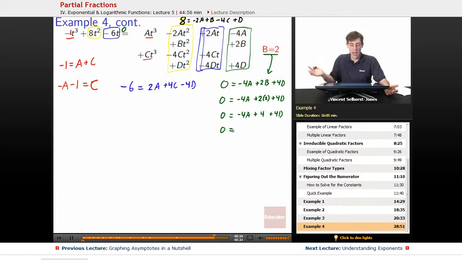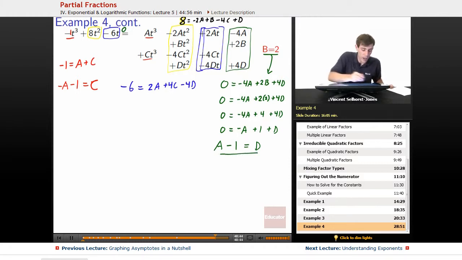0 equals, let's divide everything by 4 just to make things easier, negative a plus 1 plus d. So we move that stuff over, and we get add a on both sides, subtract by 1 on both sides, a minus 1 equals d. So we've got a minus 1 equals d. We've got negative a minus 1 equals c, so we can plug this information in to this equation, and we'll be able to get something that is just using a.